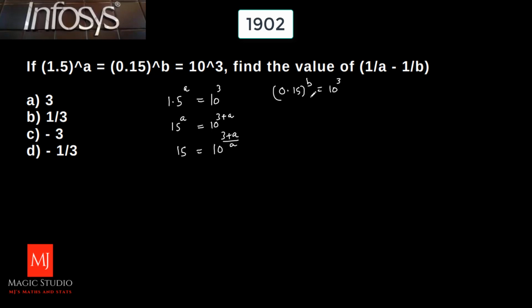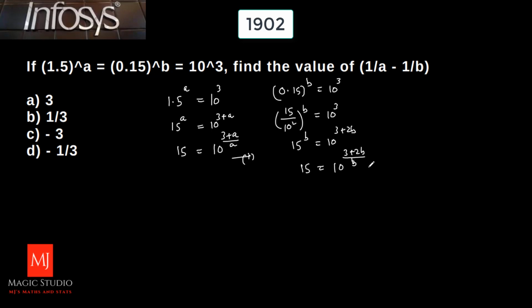If I multiply both sides by 10 to the power 2b, this would be 15 by 10 square, whole to the power b. That's why I'm multiplying both sides by 10 to the power 2b. 15 to the power b is 10 to the power 3 plus 2b. 15 equals 10 to the power 3 plus 2b by b. Okay, b comes here.